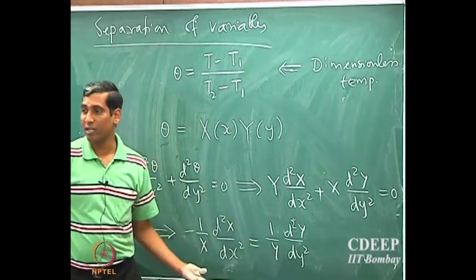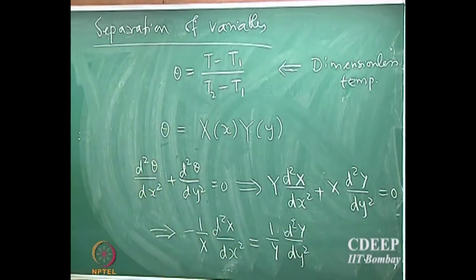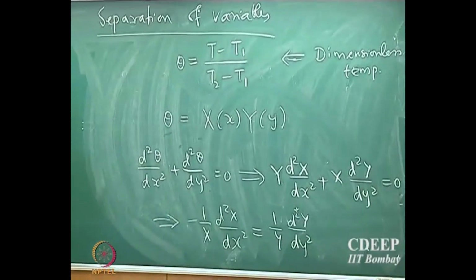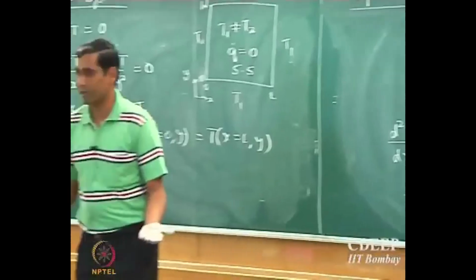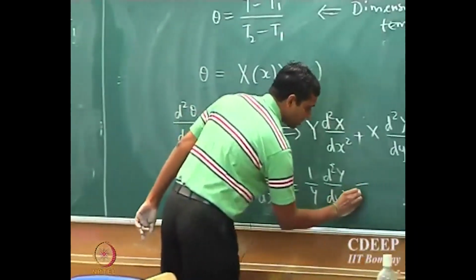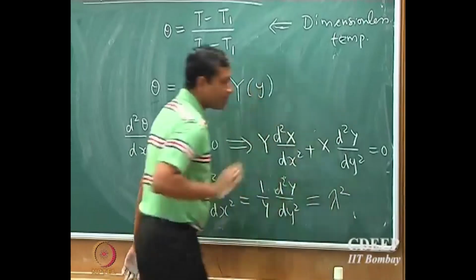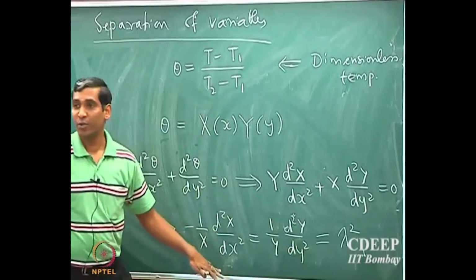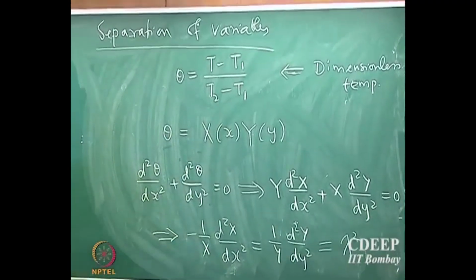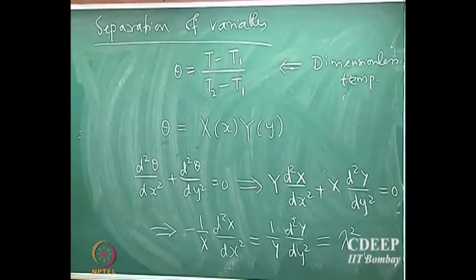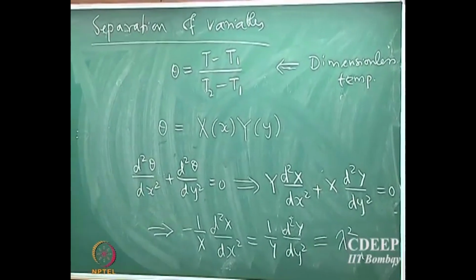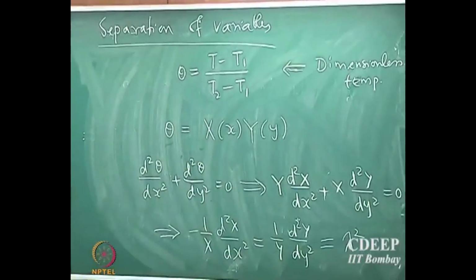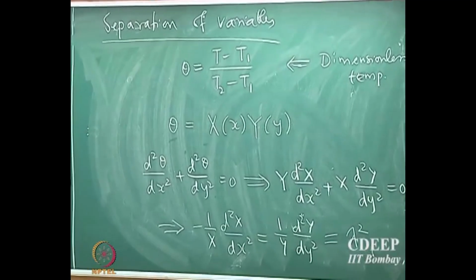So what should be each of these quantities? If you have two functions, each of which is a function of different coordinates, and if they are equal, then they should be a constant. So if I put lambda square as the constant, because these are completely independent functions, the only way by which two independent functions can be equal to each other is when these two functions are a constant. And so if that constant is lambda square, I can now break this down into two independent eigenvalue problems.